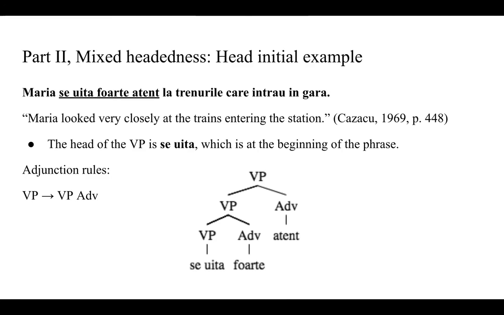Maria looked very closely at the trains entering the station. Maria se uita foarte atent. The head of the verb phrase is se uita, the verb for looked, which is at the beginning of the phrase. Lastly, we will be talking about case patterns in Romanian.